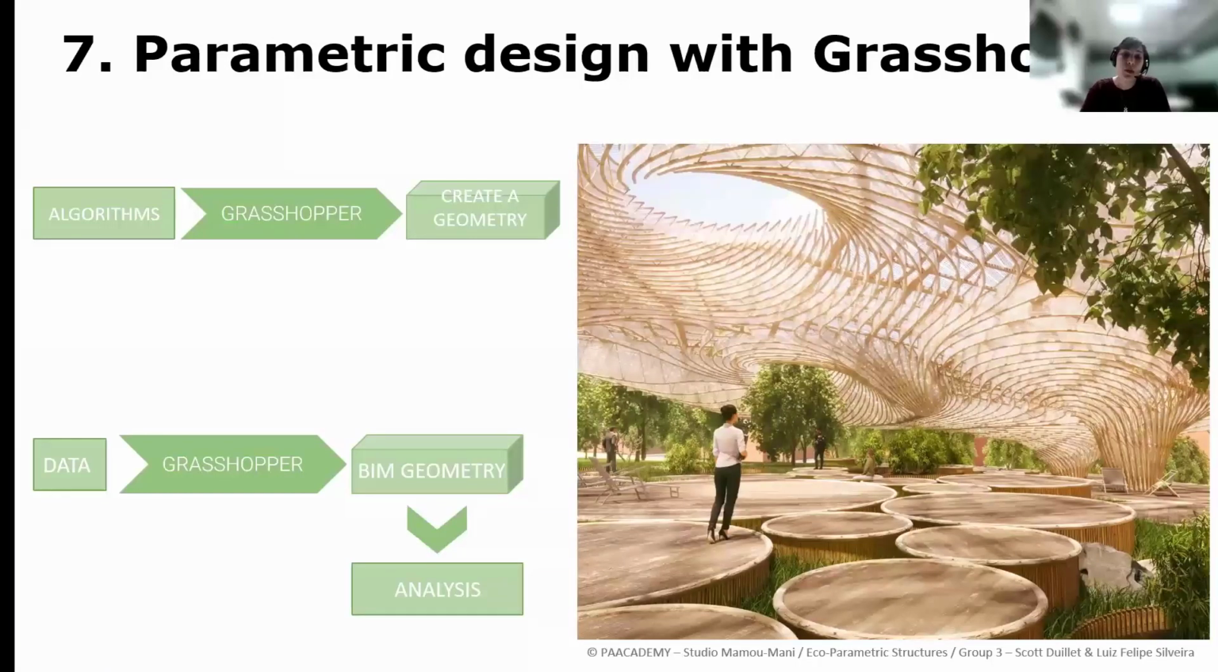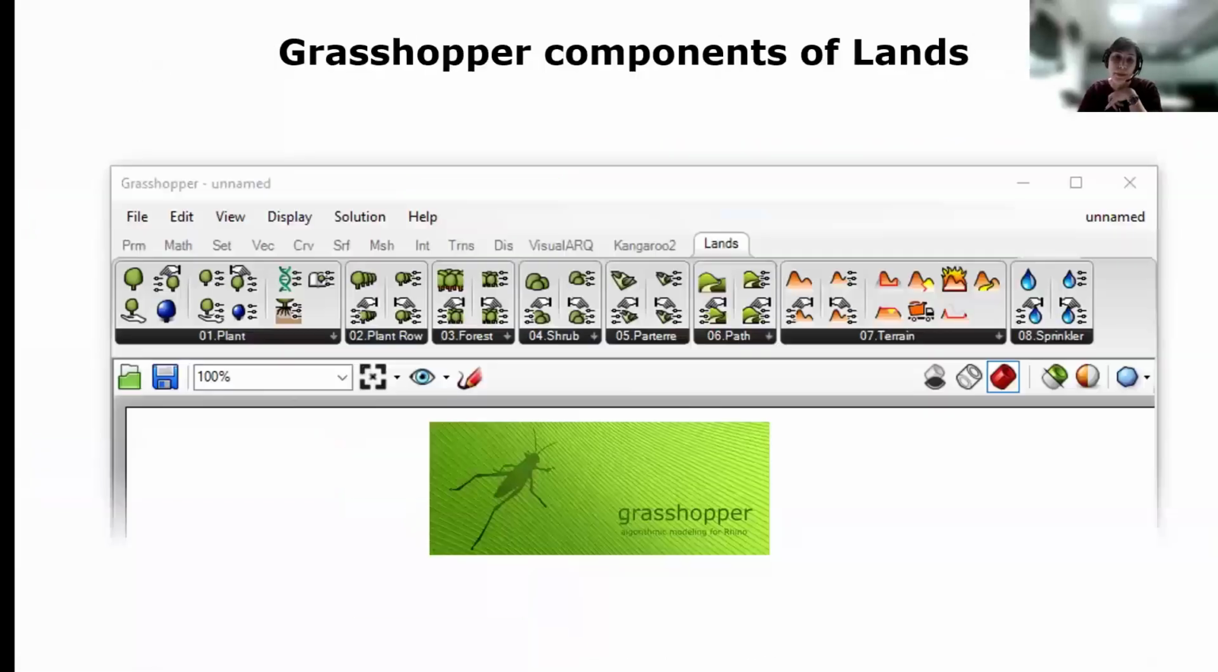So we have also the parametric design with Grasshopper as a feature in our program. So the parametric design helps us to use algorithms to create geometry, like the geometry that you see in this image, or we use the parametric design tool in our case Grasshopper to link data to a beam geometry and then do different types of analysis. We will see that later.